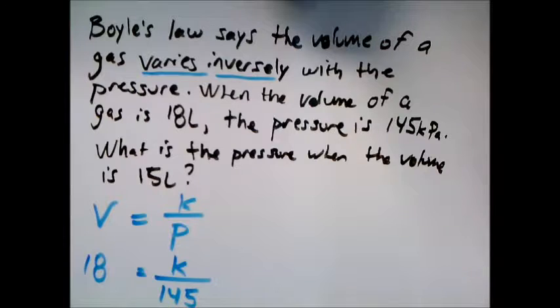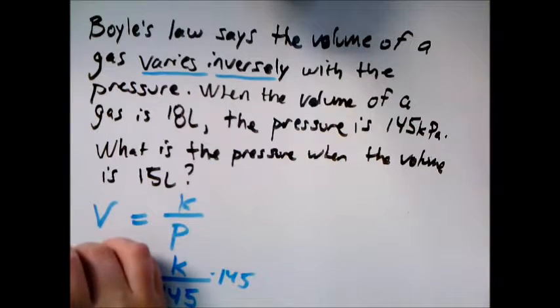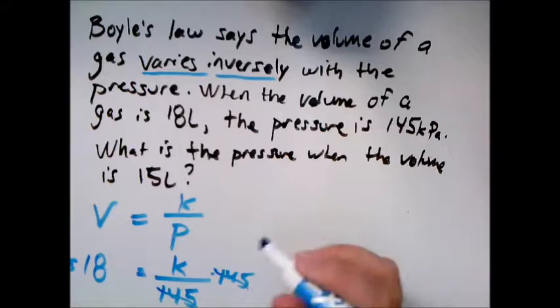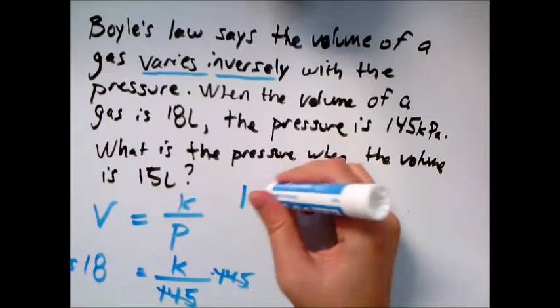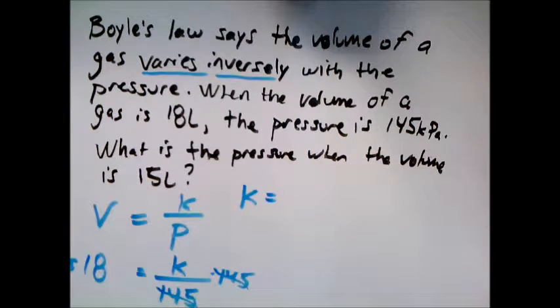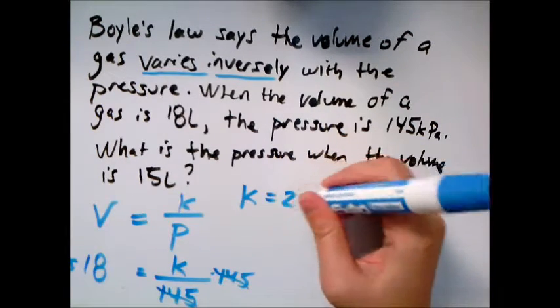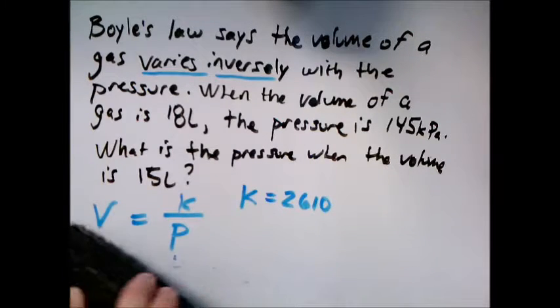So what can I do to both sides? To get K by itself, I'll multiply by 145, since it will cancel out of there. And so what does that tell me? It says that K is 2610.